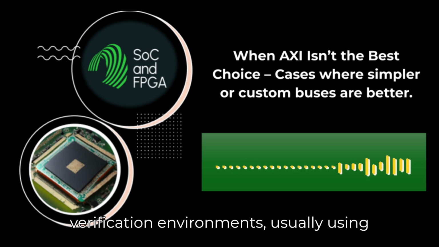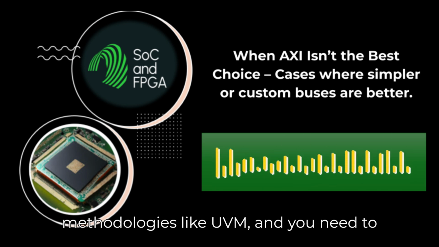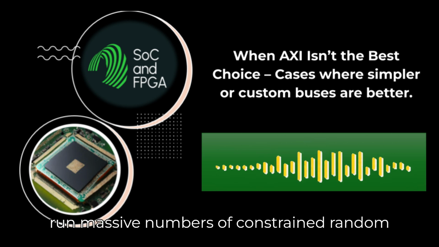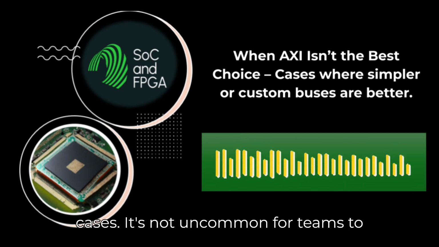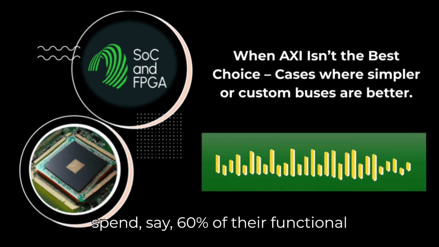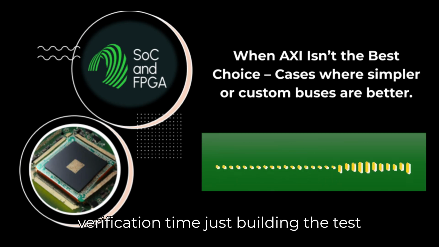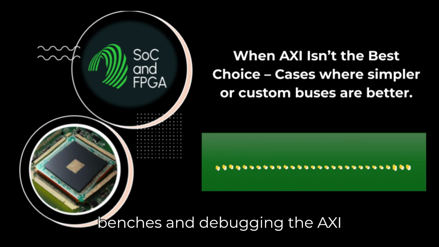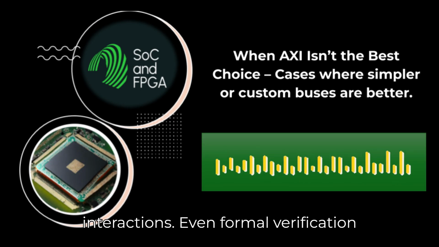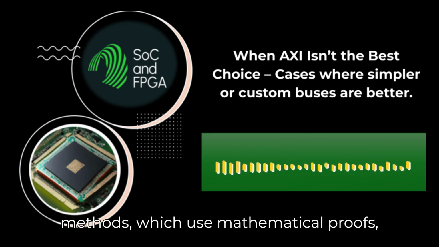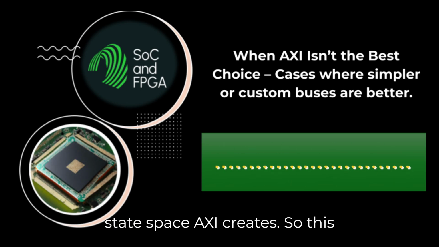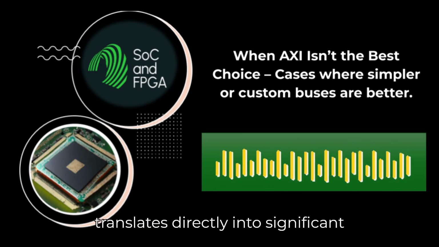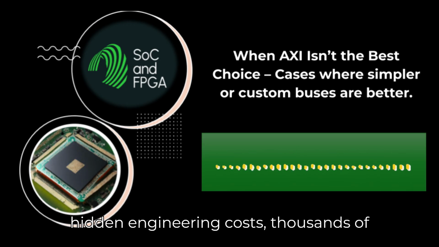You need sophisticated verification environments, usually using methodologies like UVM, and you need to run massive numbers of constrained random tests to try and hit all the corner cases. It's not uncommon for teams to spend, say, 60% of their functional verification time just building the test benches and debugging the AXI interactions. Even formal verification methods, which use mathematical proofs, can struggle with the sheer size of the state-space AXI creates. So this translates directly into significant hidden engineering costs.